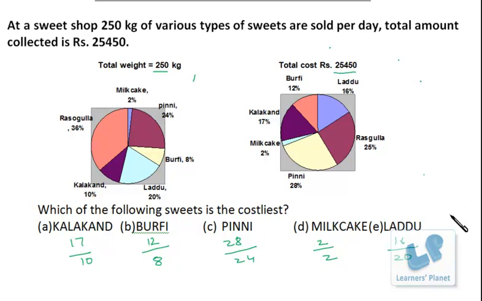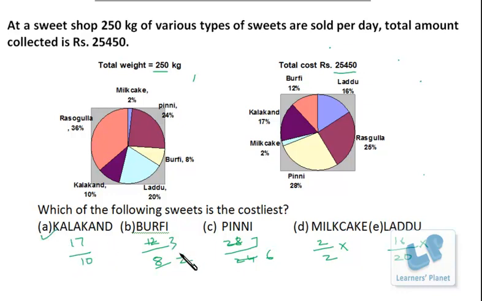Now we just have to find out which fraction is the biggest, right? So this 16 by 20 is less than 1, so it cannot be the biggest. This is 1, this is 7 by 6, this is 3 by 2, right? Now from these two, 6 threes are 18 and 2 sevens are 14, so this one is bigger. And from these two it is 34 and 30, so this is bigger. So 17 by 10 is the biggest. So Kalakand is the costliest, right?